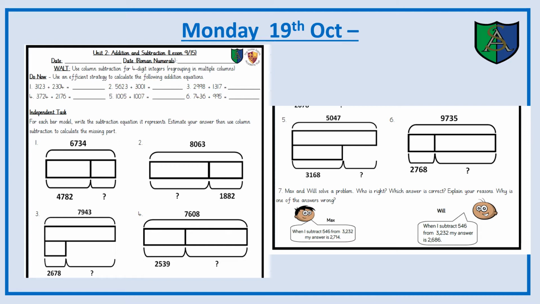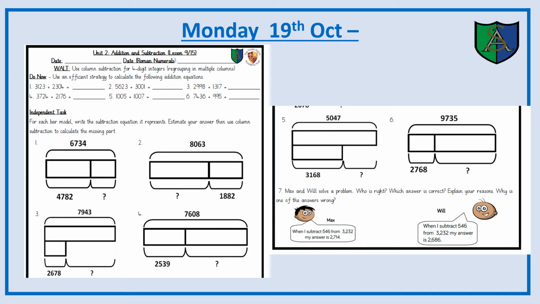For your independent task, again, we're going to be continuing with column subtraction now, but this time today we will be regrouping in more than one column. So your activity sheet has 6 bar models. Remember, a bar model helps us to see the 2 parts and the whole.